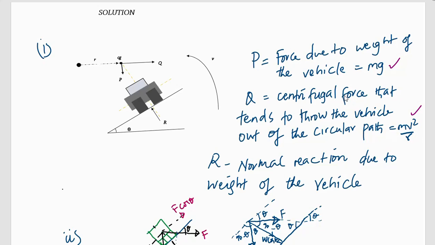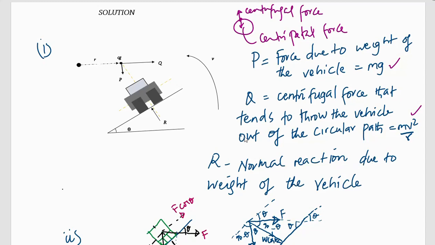Centrifugal force is acting opposite to the centripetal force. Centripetal force is the force that is trying to keep the body moving around the curve, but there is always a force that acts equal and opposite to this centripetal force, that tries to pull the vehicle out of the circle, and this is always called centrifugal. Then this one is centripetal. Now R is the normal reaction due to the weight of the vehicle.